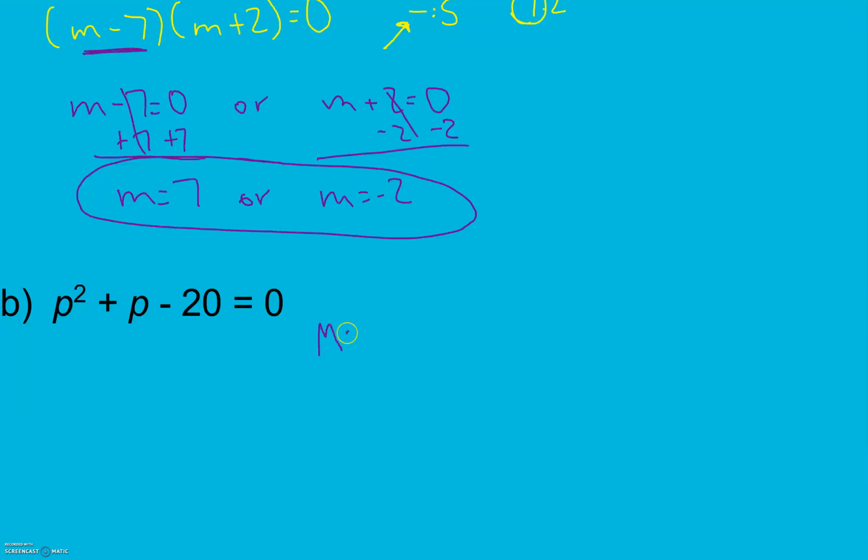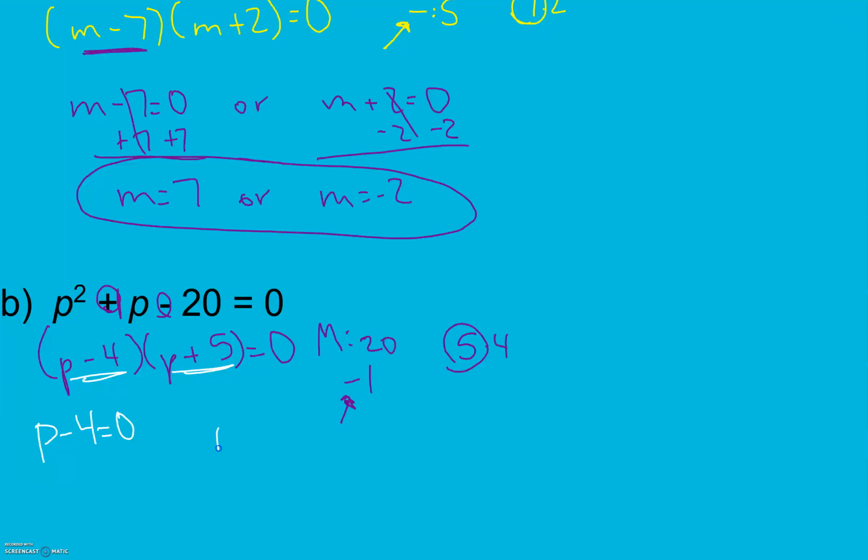In b here, we're going to multiply to 20 and subtract to 1. Remember, if there's not a number in front, it's a 1. 5 and 4 here. And because we subtracted, we have different signs. And because 5 is bigger, it gets a sign in the middle. So +5 minus 4. Zero product property here says that we can take each of these factors, because we're multiplying to 0, and one of them has to be 0 in order for that to be true. So we have two options. P could be 4, or P could be -5.